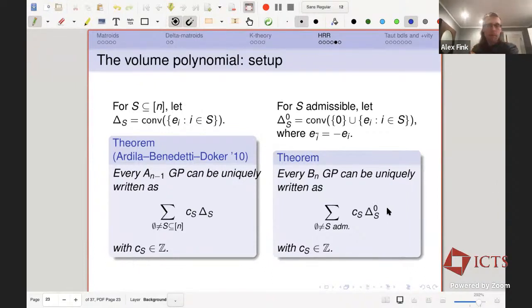But Alex, didn't you allow genuine polyhedra in these GPs? So your polyhedra need not be bounded, right?